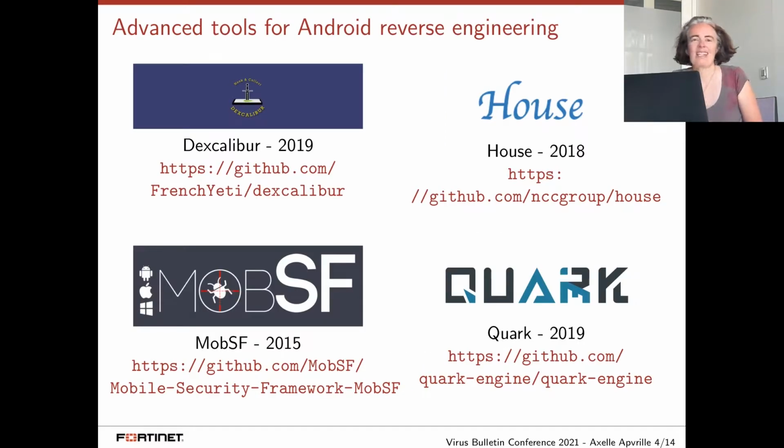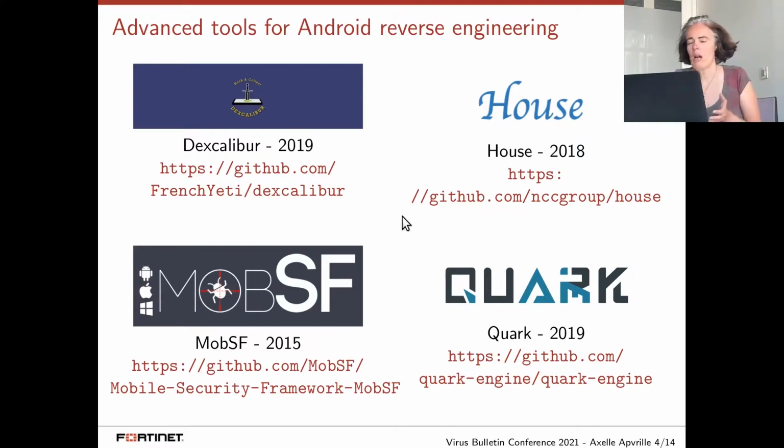Today, let's directly jump to the topic, which is advanced tools for Android reverse engineering. I have selected 4 different tools: Dexcalibur, House, MobSF, and Quark. All of them are open source. You've got the links there. You can download the tool and use it.